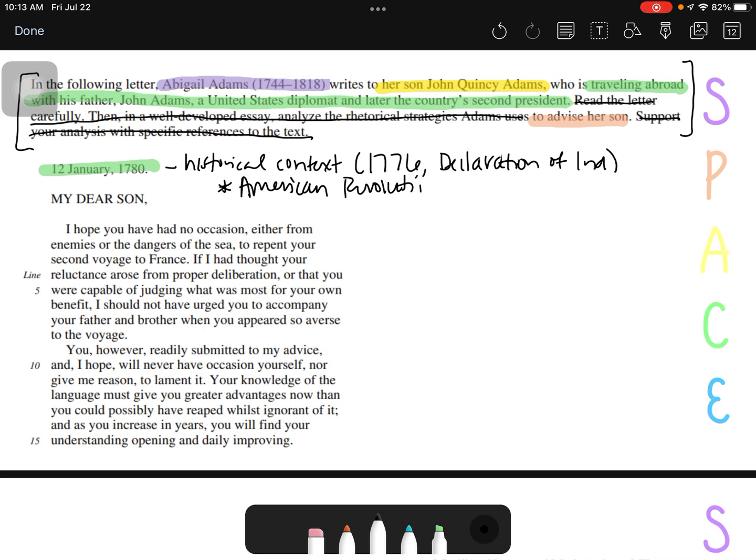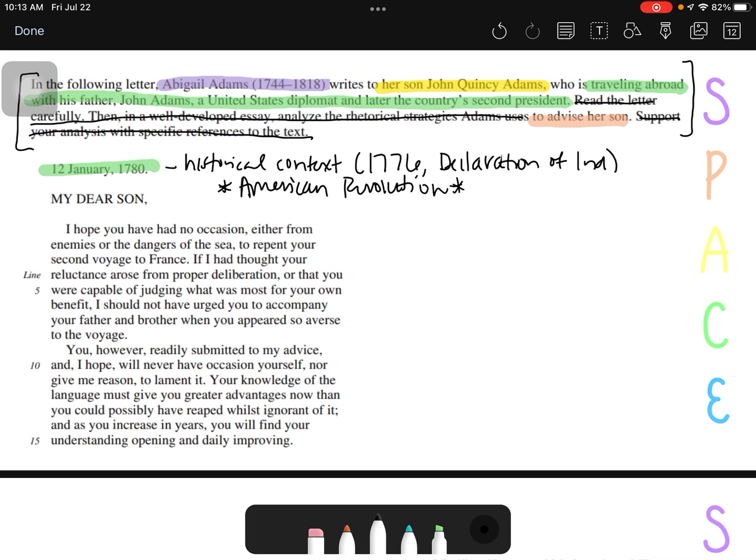So if we're thinking about this added piece of context, clearly this is a very unique time in American history. Because Abigail Adams is the wife of a United States diplomat, obviously they are very involved in this American Revolution and of course would play a heavy hand in it. So that's something that I want to keep in the back of mind as I kind of read through this letter and figure out what that advice is that she was hoping to give her son. So let's read the first paragraph. I hope you've had no occasion, either from enemies or the dangers of the sea, to repent your second voyage to France.